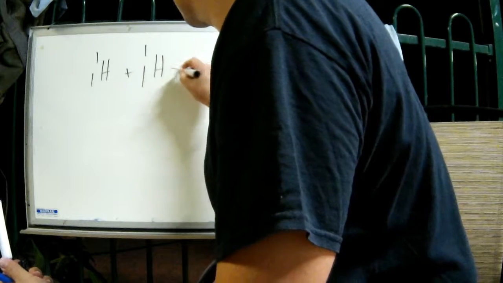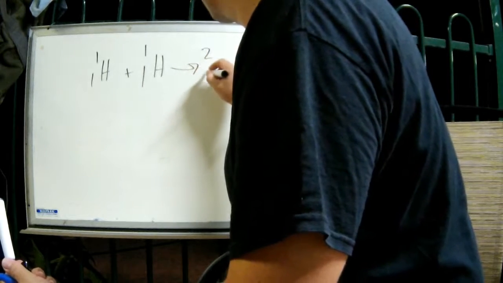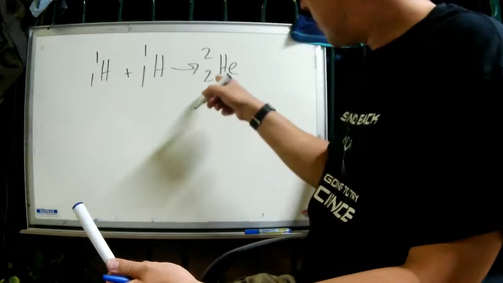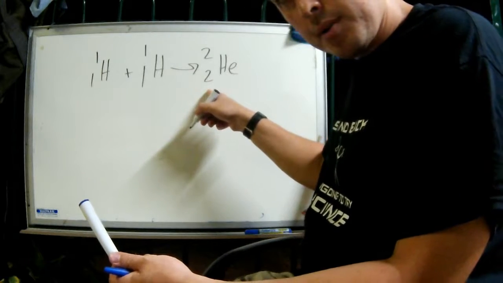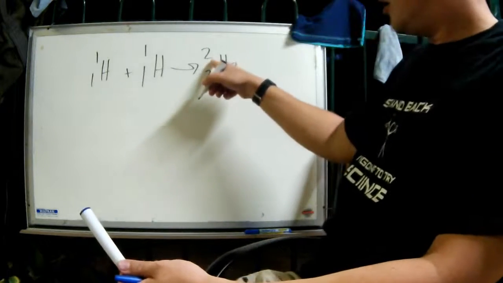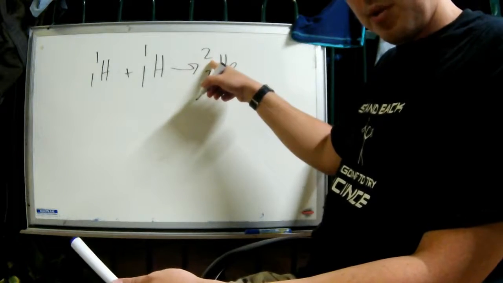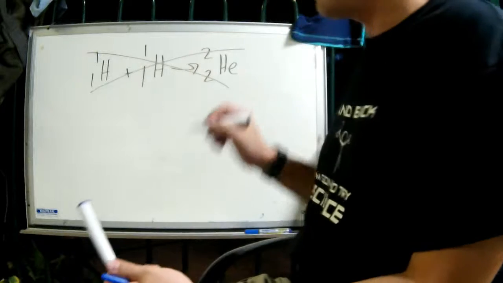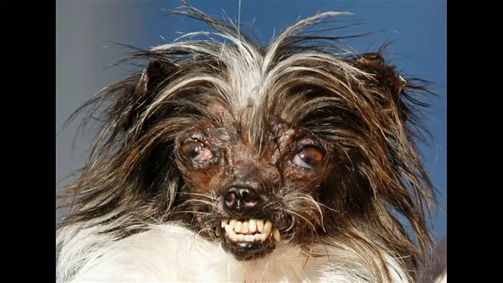1,1H plus 1,1H gives 2,2He. It is definitely helium. It has 2 protons. That is helium. It has an atomic mass of 2, but it has no neutrons. This cannot work. So what we saw there was 1,1 hydrogen plus 1,1 hydrogen to make 2,2 helium.